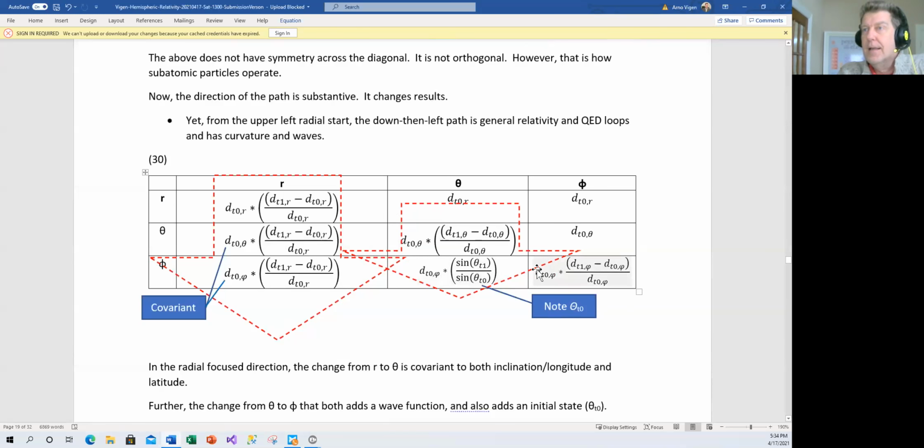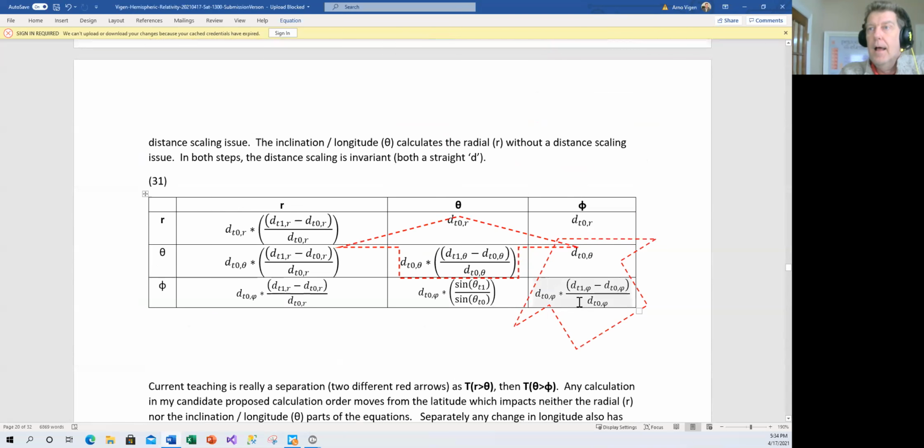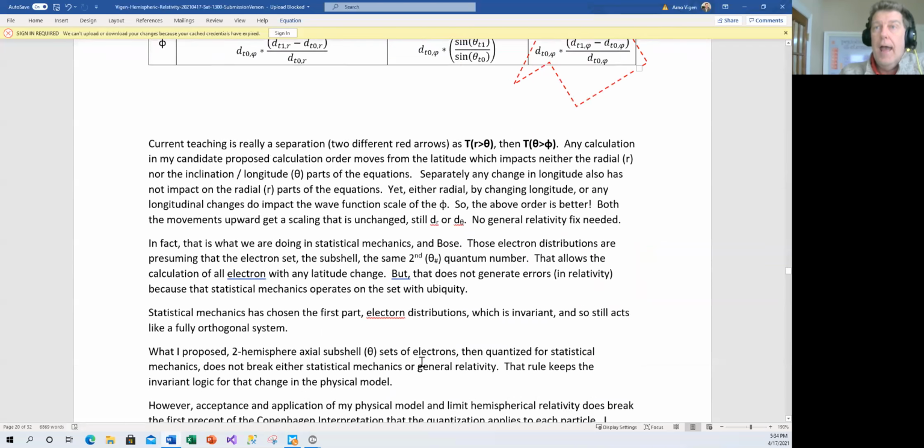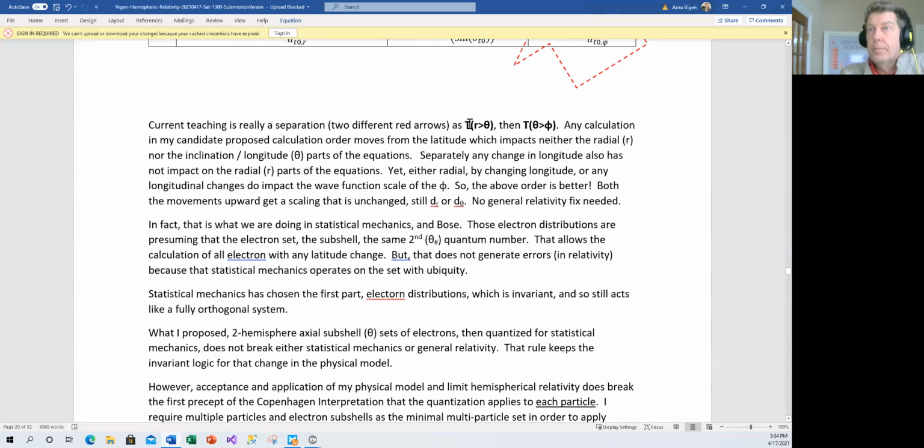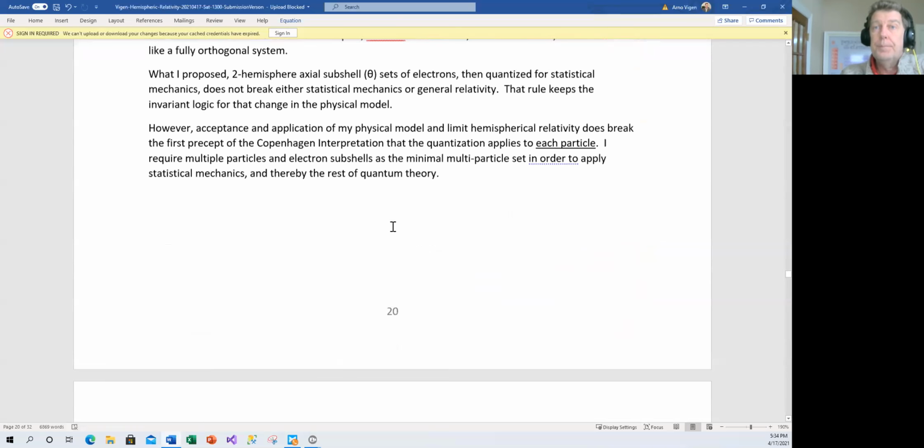Now, the funny thing is that if I do a change in the theta direction, this is invariant and this is invariant, so that invariant doesn't change that one, which means it doesn't change that one. So if I do an operation on the theta direction between the electrons in statistical mechanics, it is invariant. You never see general relativity applied. Now, these two directions are different. This function going r to theta is different than theta to phi.